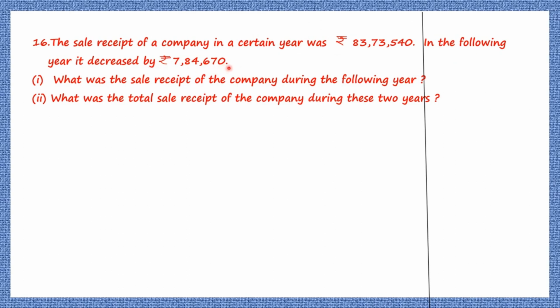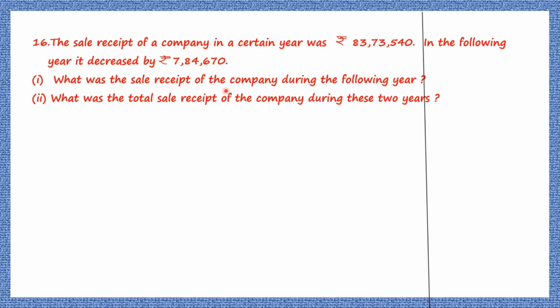So we need to find that first. Second, we have to find the total sale receipt of the company during these 2 years. So this part is easy. To find the total sale receipt, we just have to add the sale receipt during 1 year and the sale receipt during the following year. So let's begin by answering the first one.